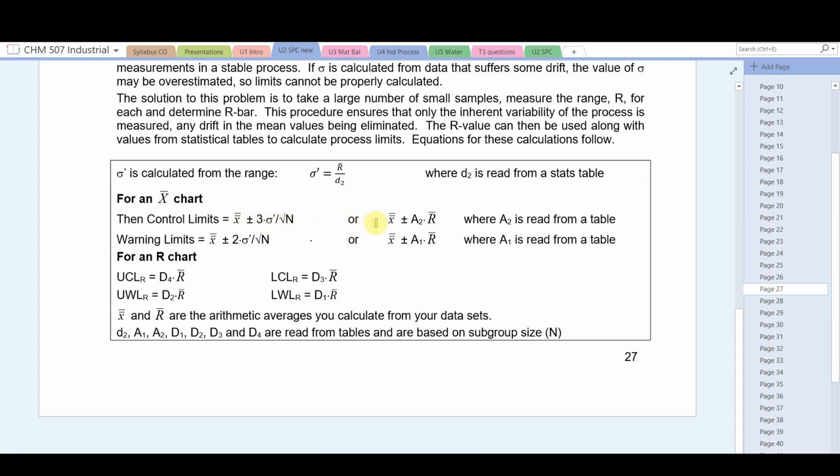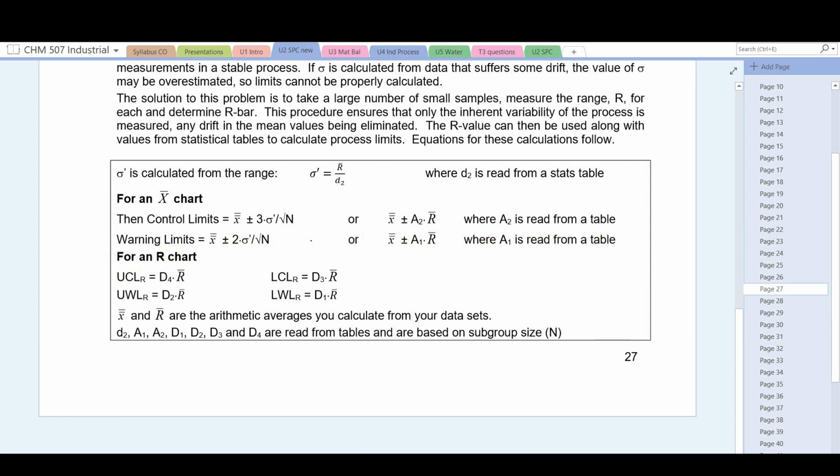Now, you can also use the formula X double bar plus or minus A2 R bar. This is typically what's used on the shop floor. It gives exactly the same value as the calculation on the left, but it's easier to use. A2 is read from a table. The warning limits can be calculated as X double bar plus or minus 2 sigma star over root of n, or you can use X double bar plus or minus A1 R bar. And again, these give exactly the same number. You can get A1 from a table.